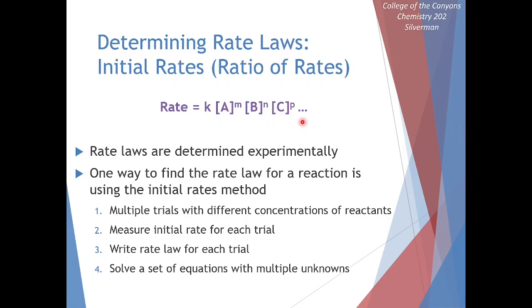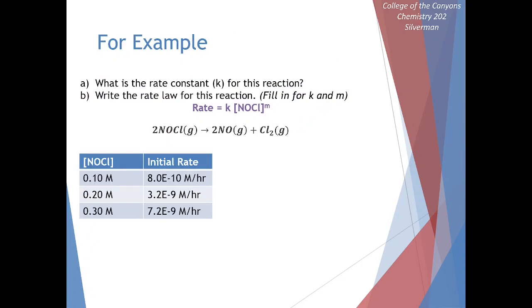Let's go through an example to see what this looks like. Here's our practice problem. What is the rate constant for this reaction? What is the rate law for this reaction? Well, okay, we have a balanced chemical equation. Two of these NOCl form two NO and a Cl2.